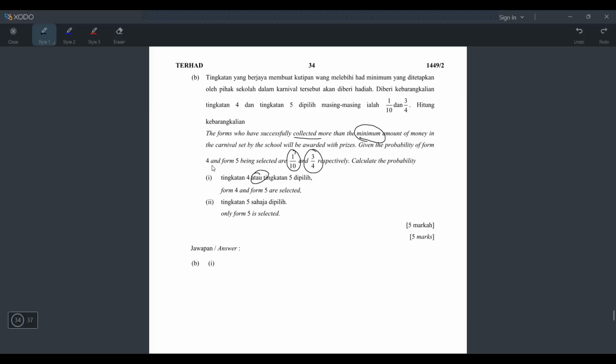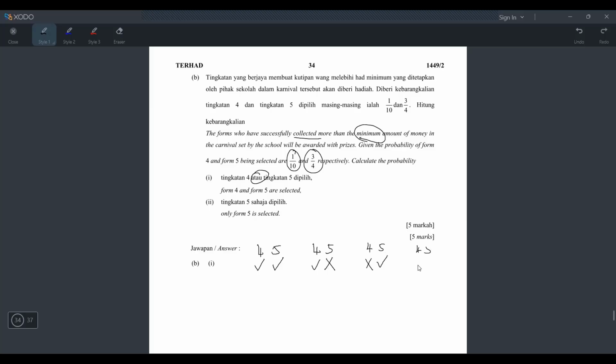So Form 4 and Form 5 getting awarded, being selected is this, right? But only the class that collects more than the minimum amount. So maybe in the end, Form 4 and Form 5 both get selected, meaning they both collected more than the minimum. Or maybe only Form 4 collected more than the minimum, but Form 5 didn't, which means Form 5 never gets the award. Or maybe Form 4 does not qualify, and then Form 5 qualifies to get the award, right?